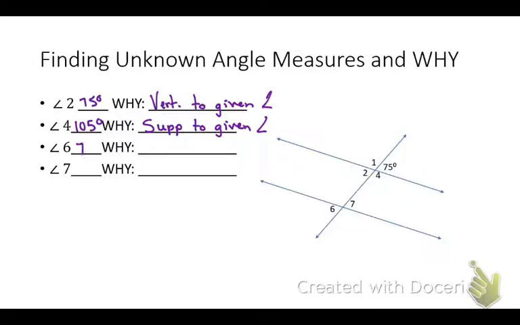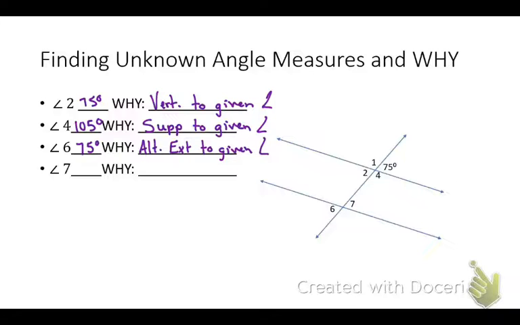All right, Cadence, what'd you get for angle 6? 75. All right, 75, and why? Because it's alternate exterior to the given angle. All right, very good. Alternate exterior to the given angle. Is there another reason why angle 6 is 75 degrees? Is there another reason?